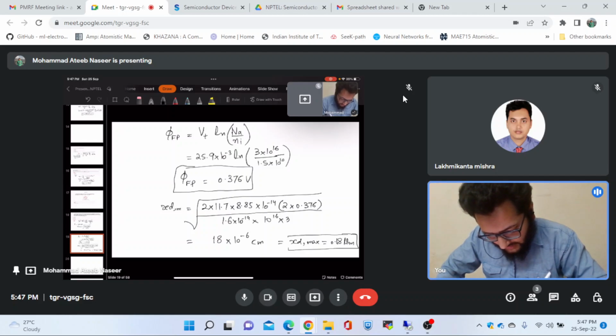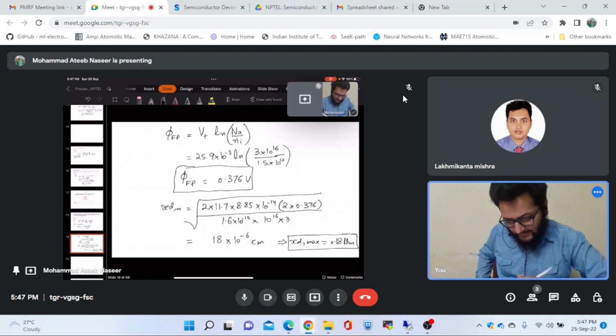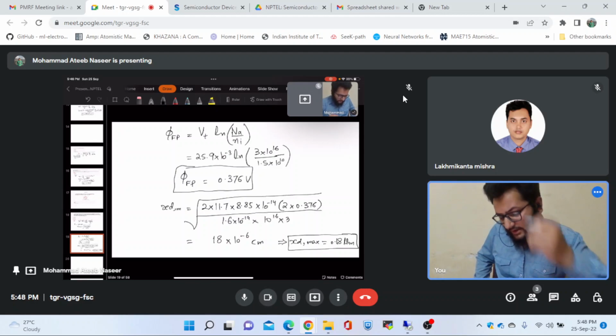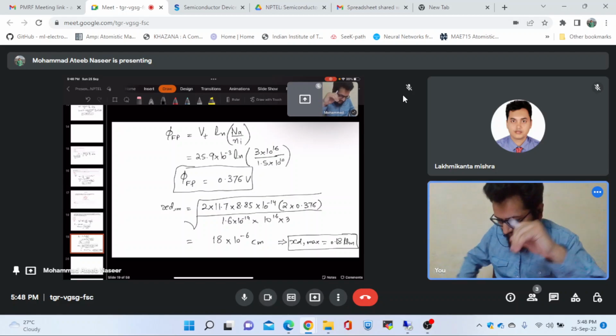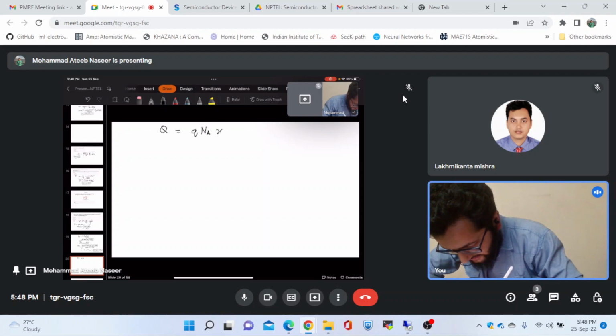But we will be mostly dealing with centimeters since our concentration is in the units of per centimeter cube. So xd has been found. Now I can find the charge Q, which will be given by q times Na into xdm.